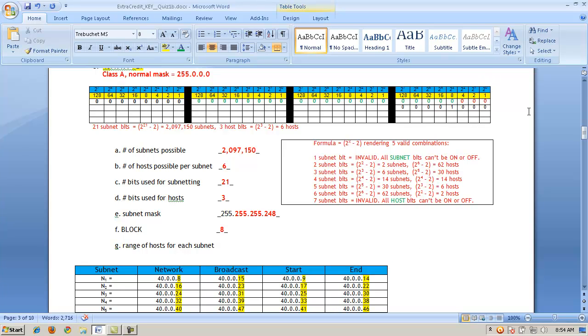Now what if I turned all the bits on? That's the broadcast, right? And under the red here, these 3 bits in red, those are the only host bits I have. But if I were to turn all those on, what do I get? 8 plus 4 plus 2 plus 1. What does that give me? 15.